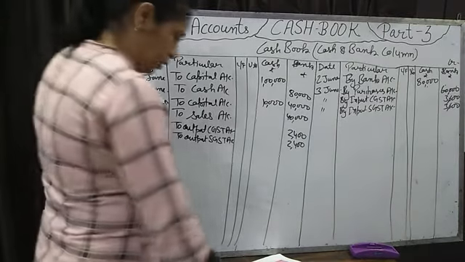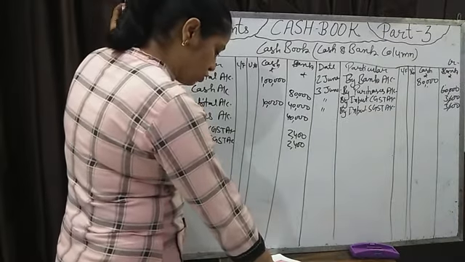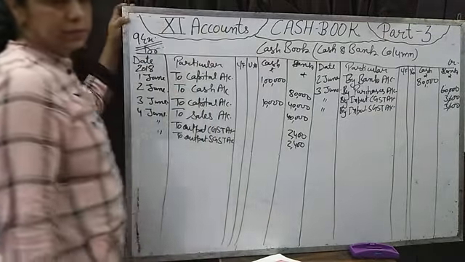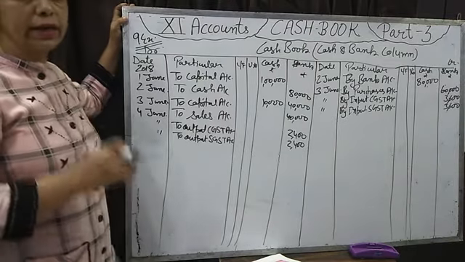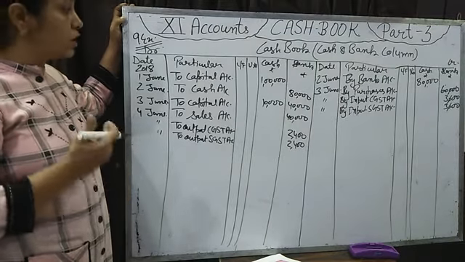Okay. Now the next transaction is on 8th June. Sold goods to Ram on credit. We have sold goods on credit, so we are not receiving cash.